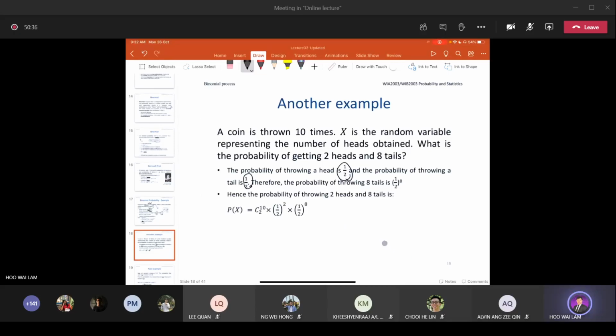Okay, are you following? Hopefully you are okay. It's almost the same. You just, again, need to identify n and p, and then you get your q. What's your n? 2. What's your p? Sorry, n is not 2. Sorry. n is 10. p is 1 over 2. q is 1 over 2. And what do you want to measure? Okay.